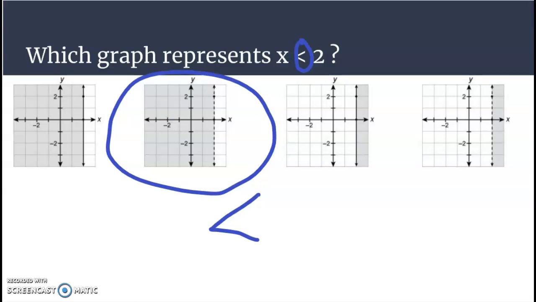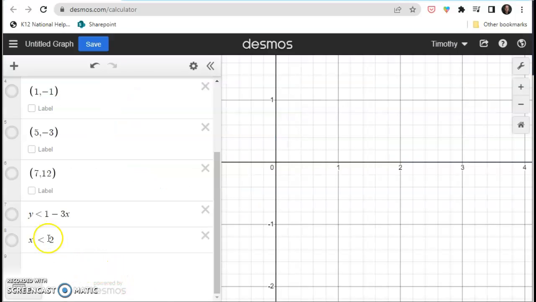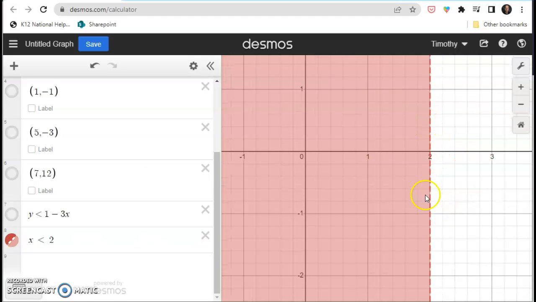Let's go back to Desmos to verify that. x less than 2, I have it right here. Click on it. Notice we're at 2 on the x-axis, dashed line, and we shade to the left.